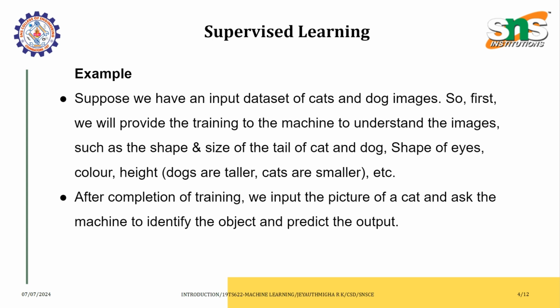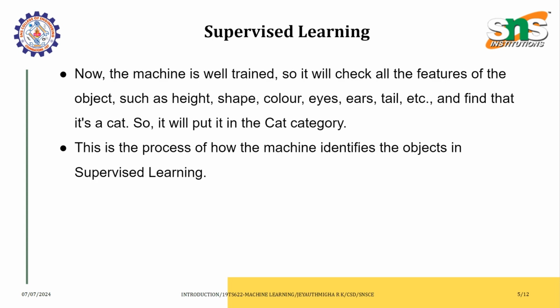After completion of training, we input a picture of a cat and ask the machine to identify the object and predict the output. Now, the machine is well trained, so it will check all the features of the object, such as height, color, shape, eyes, ears, tail, etc., and find that it's a cat. So it will put it in the category. This is the process of how the machine identifies the objects in supervised learning.